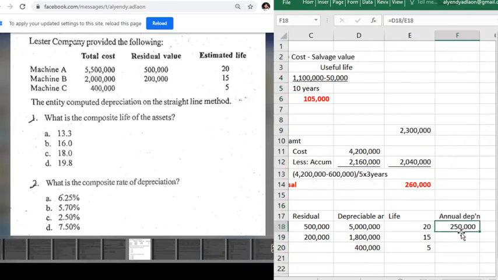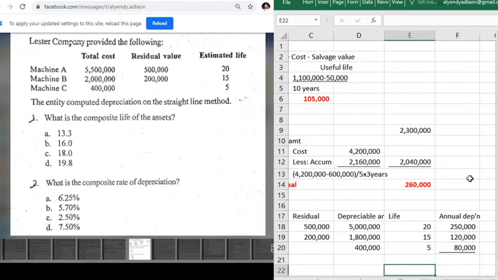For machine B, 120,000, and for machine C, we have 80,000 pesos. And then, since that's what I've said, we are going to compute for the composite life of each machine. So, how do we compute for the composite life? That would only be the total depreciable amount divided by their total annual depreciation.